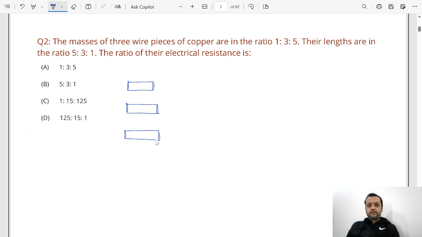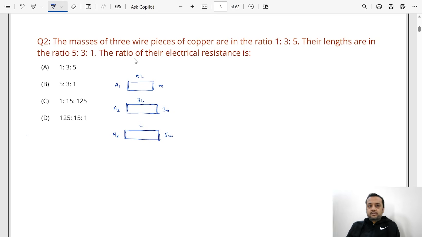Now the masses are in the ratio 1 is to 3 is to 5. That means if this mass is m, then this mass will be 3m and this mass will be 5m. The lengths are in the ratio 5 is to 3 is to 1. That means if I call this length 5L, then this length will be 3L, and this length will be L. Let us say here the cross-section area is A1, here it is A2, and here it is A3.